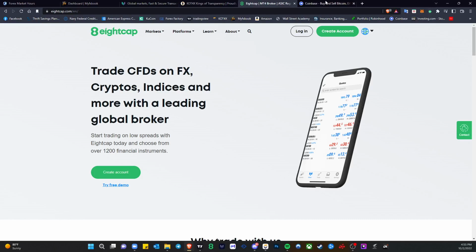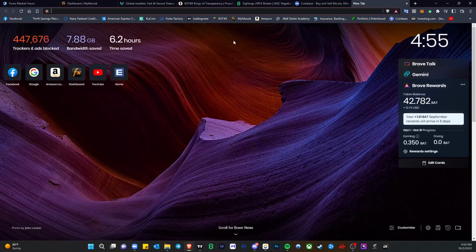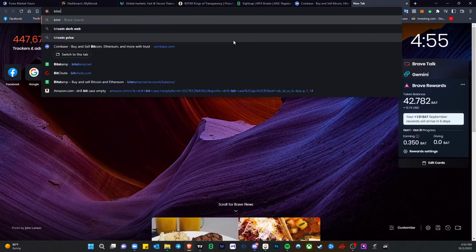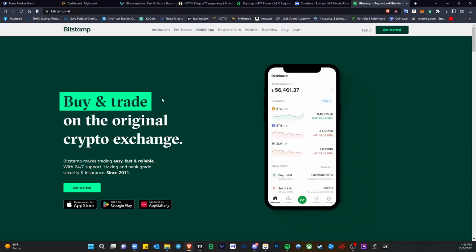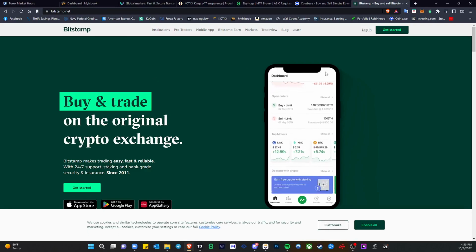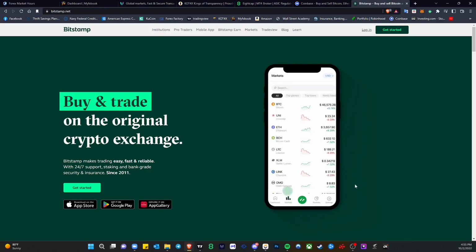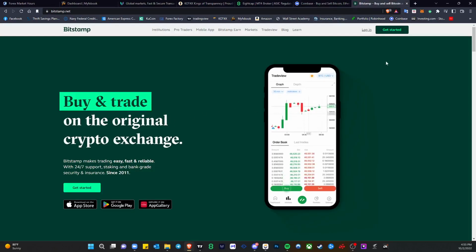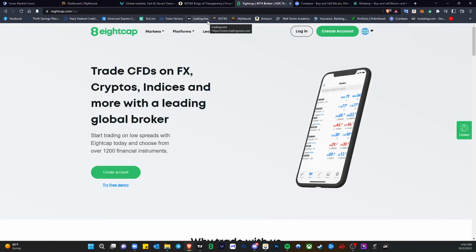And also don't forget you need Coinbase. If you don't have Coinbase, you could also use this platform, Bitstamp. It will act the same as Coinbase, being able to transfer your Bitcoin to your broker, you know.